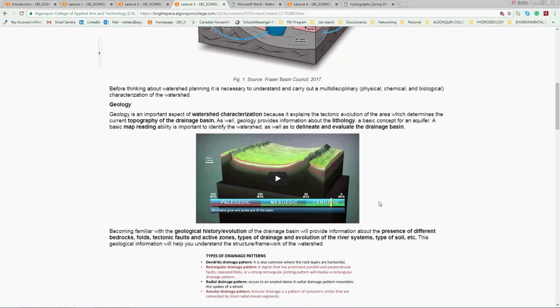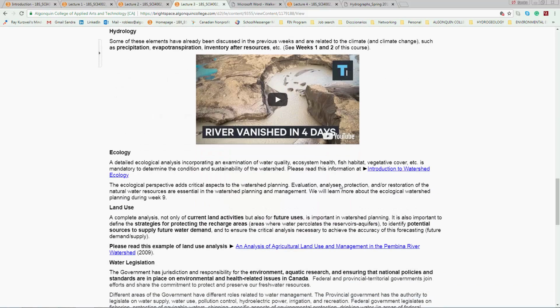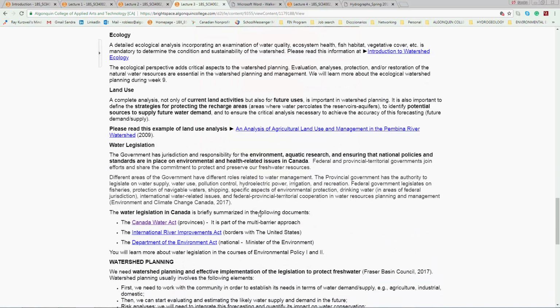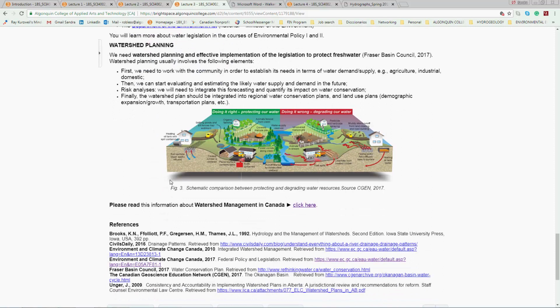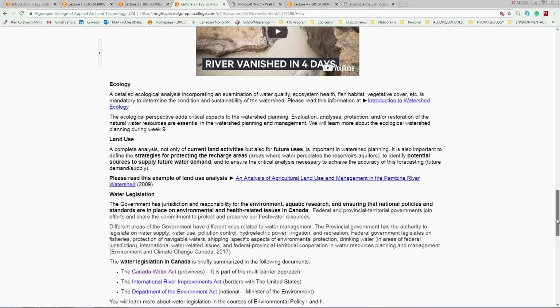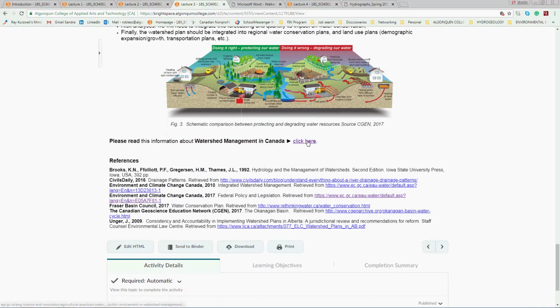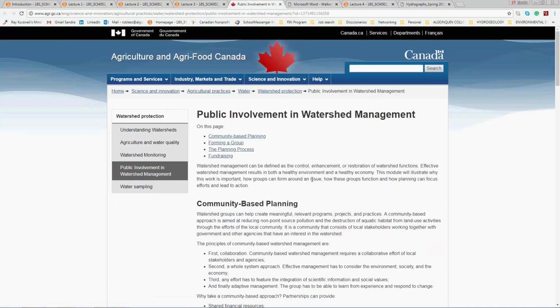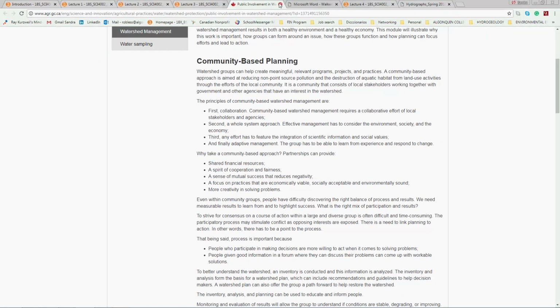In this week, you can review this material, and I would recommend to see watershed planning. And that could be all that you need to study for this week. As I mentioned, click on the links. You don't need to read them all through, but just be aware of what it is. What is that public involvement in watershed management? What it means.